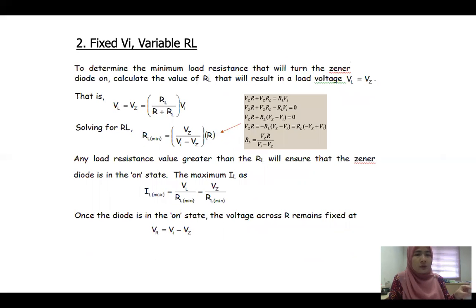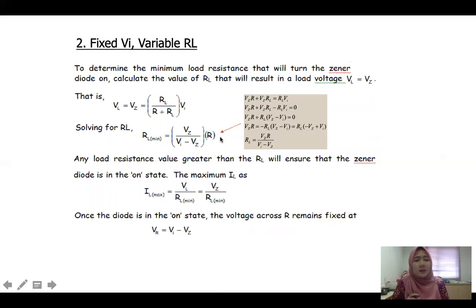Next is the second case, when you have a fixed V in and a variable RL. To determine the minimum load resistance that will turn the Zener diode on, you need to calculate the value of RL that will result in the load voltage VL equals VZ. So VL equals VZ equals RL over R plus RL multiplied by V in. Solving for RL, you will get RL minimum equals VZ over V in minus VZ, multiplied by R.